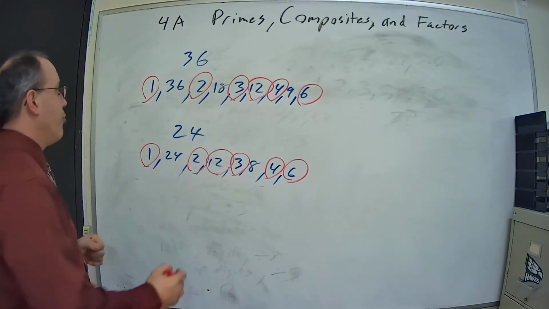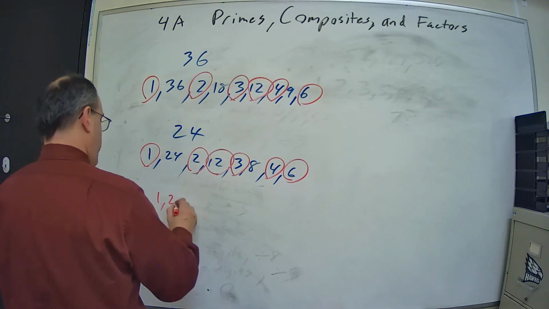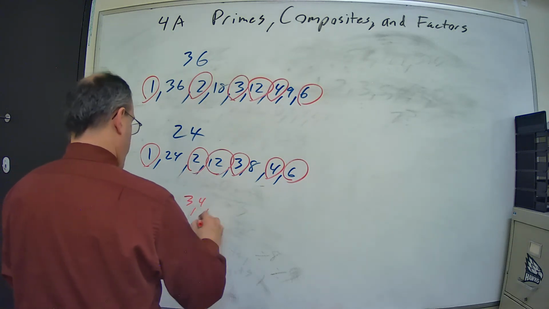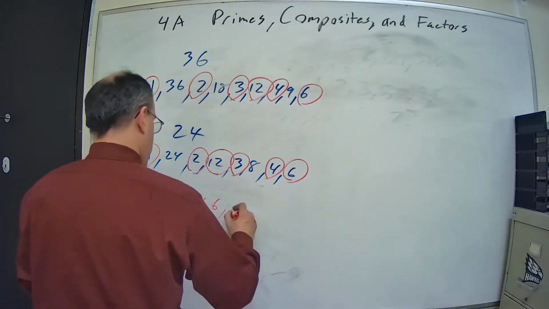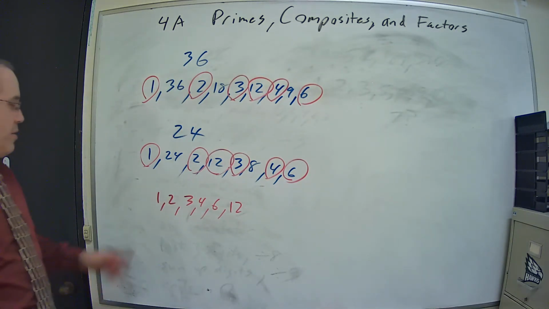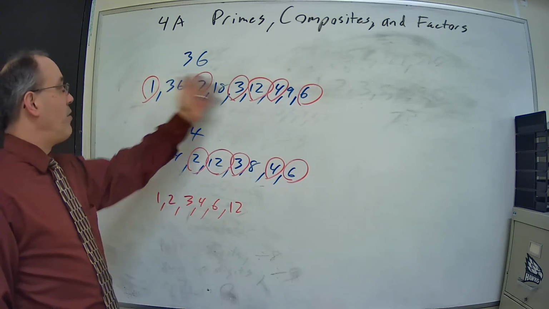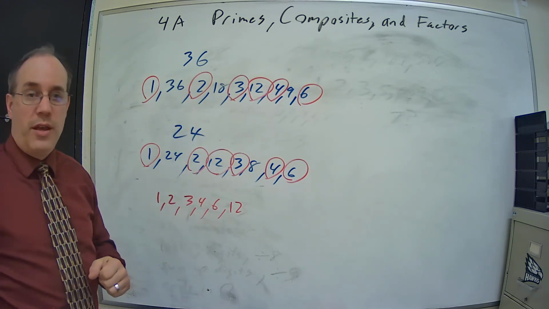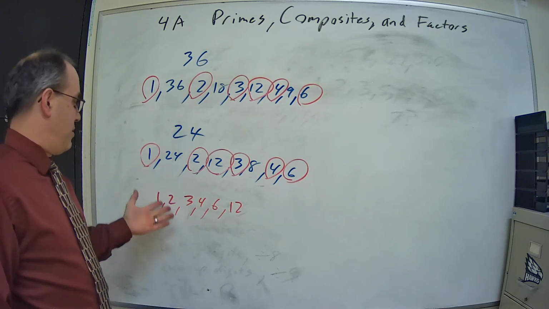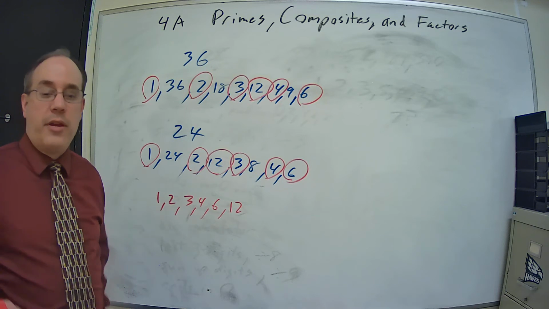And that's it. So the common factors are 1, 2, 3, 4, 6, and 12. So if we're looking for the common factors, we find all the factors of both numbers, and then we look for which ones occur in both of them. So those are common factors.